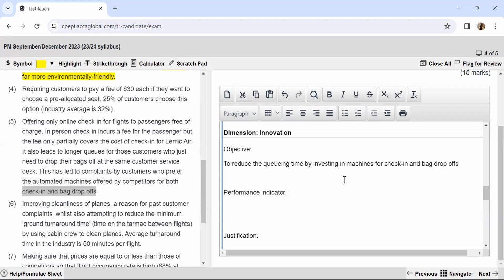So this can be our objective, and then how can we measure whether we have been able to achieve this or not? This can be measured by a reduction. We can see how much reduction there has been in the average queue time for the passengers, or you can say per passenger.